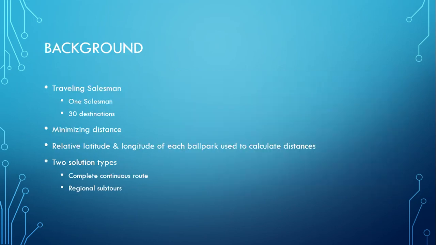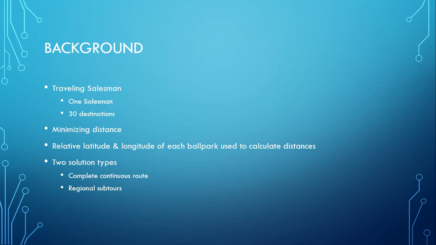So for background on the solution that I chose, I used a traveling salesman style optimization, with the idea of having one salesman with 30 destinations. You're minimizing distance and calculating latitude and longitude to calculate those distances. For this, I had two different types of solutions that I ended up finding. One was a complete continuous route that encompassed all 30 ballparks.